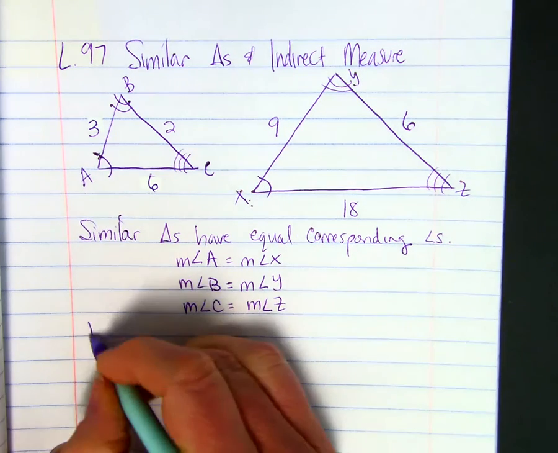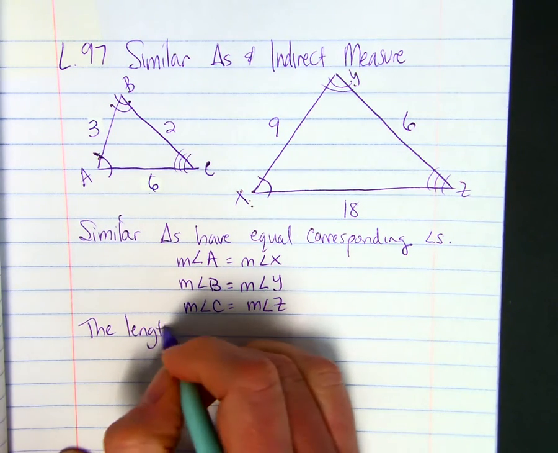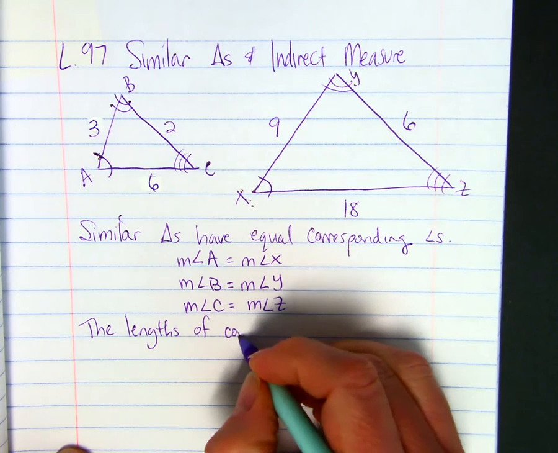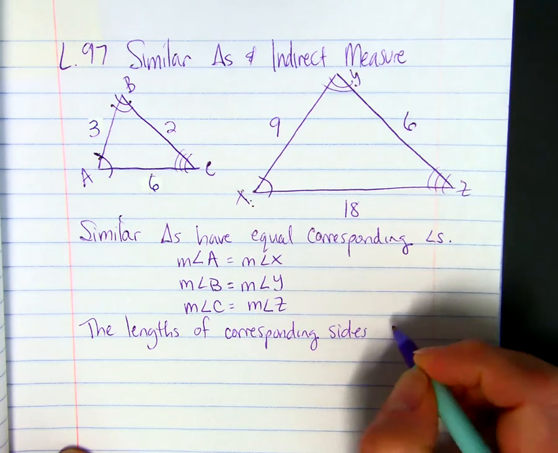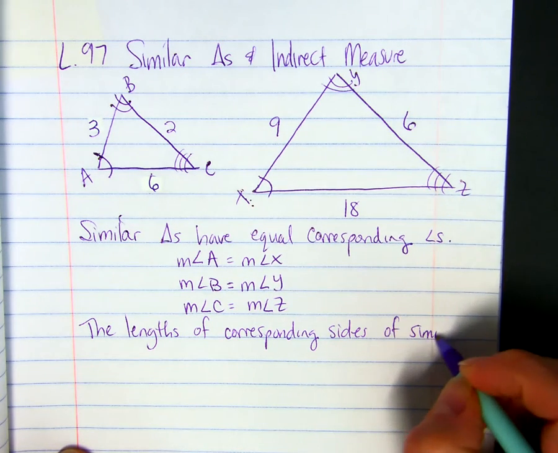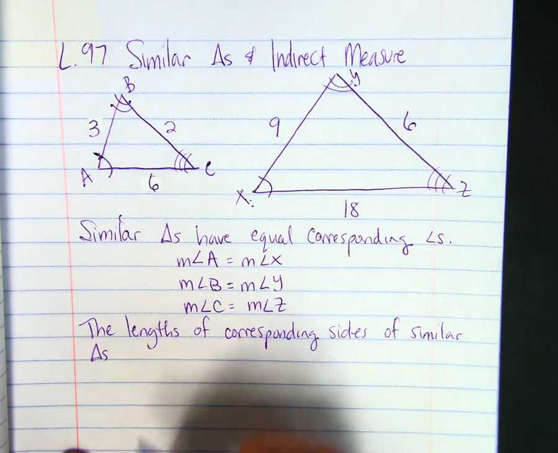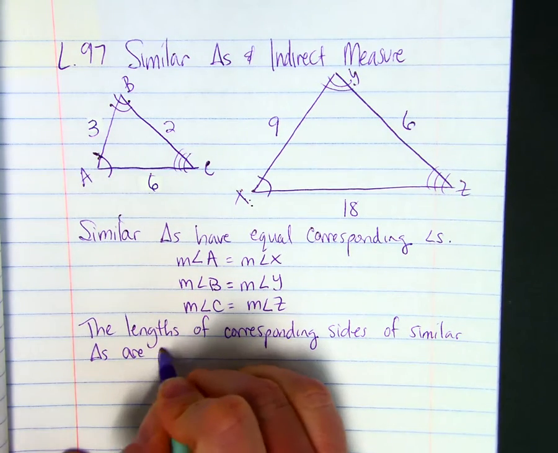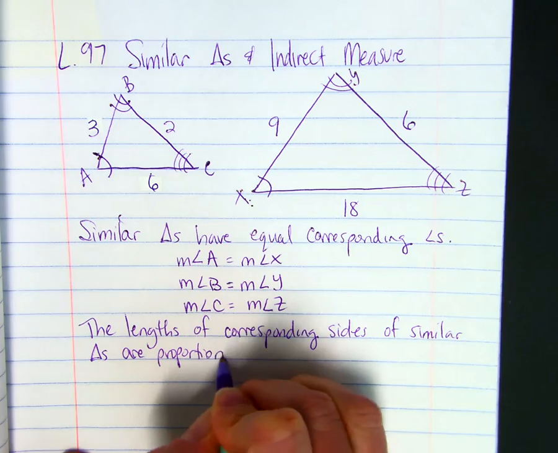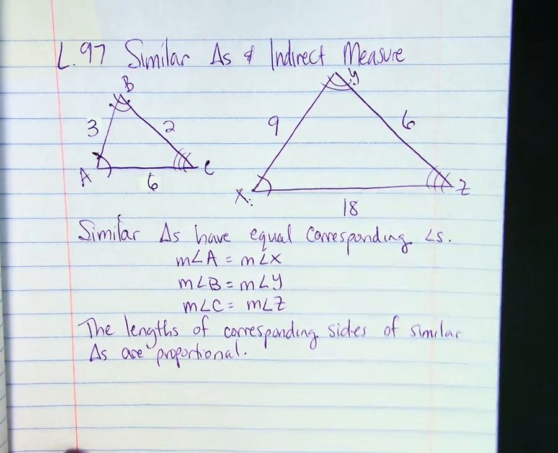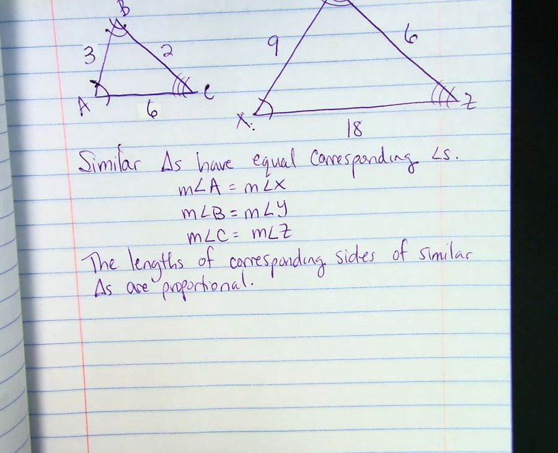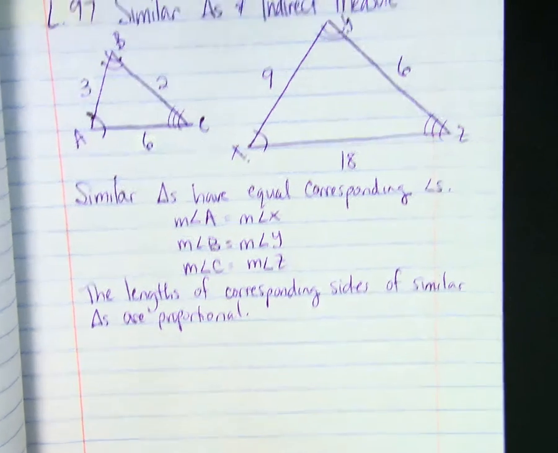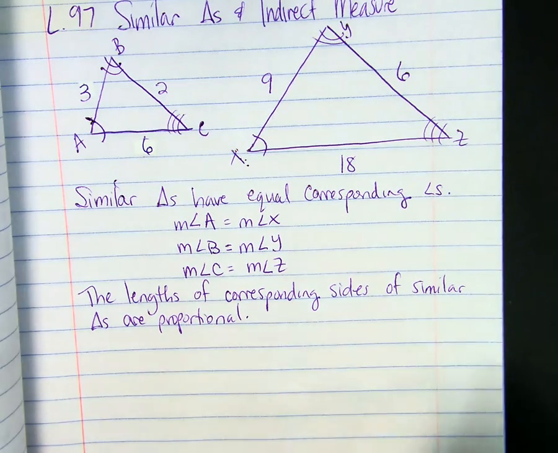And then the lengths of corresponding sides of similar triangles are proportional. So proportional means that if you make them into fractions, they would be equal. So if you take the corresponding sides and make them into fractions, they're going to be equal.